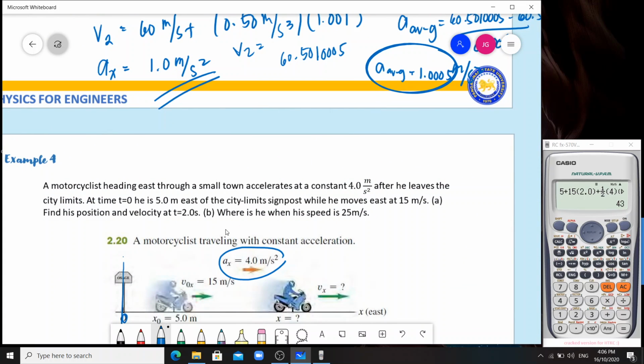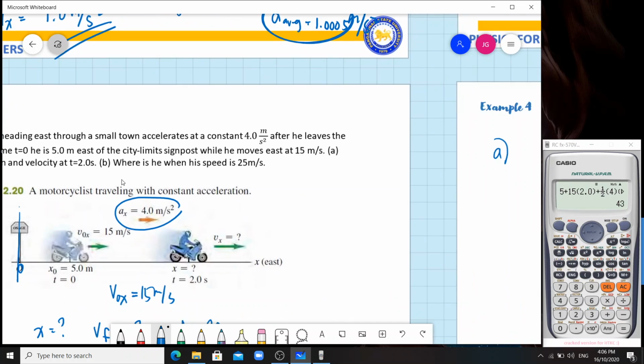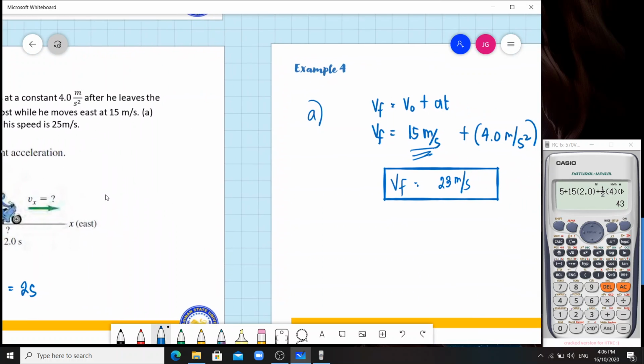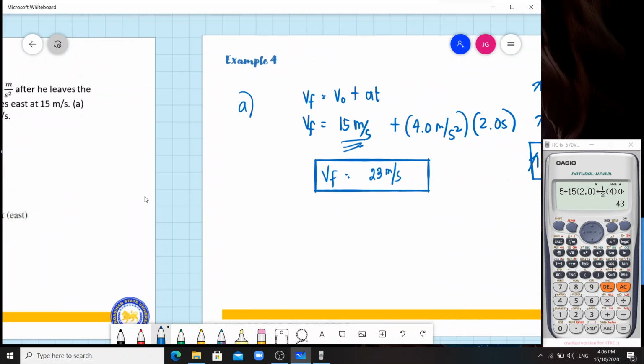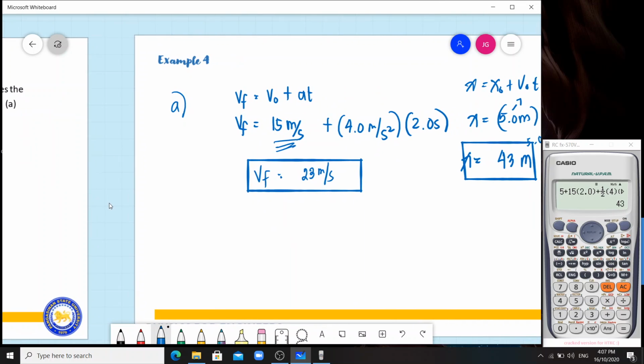Where is he when his speed is 25 meters per second? Nasaan daw siya nung ang speed niya ay 25 meters per second? Sa letter B, ang given lang natin is vf na 25 meters per second at saka v0 na 15 meters per second. Ang hinahanap is nasaan siya.